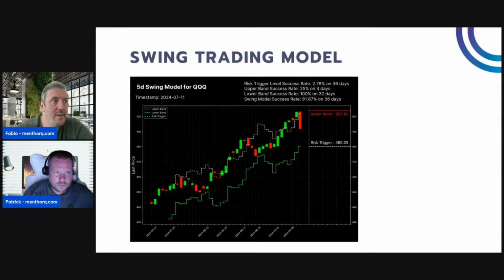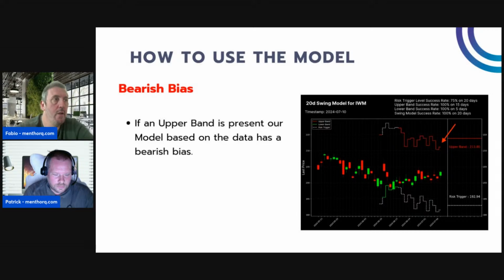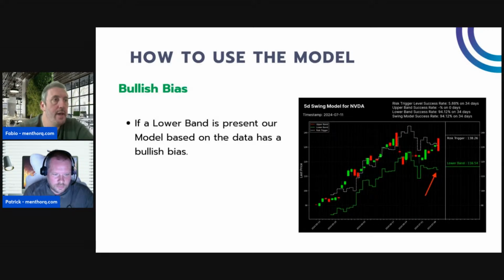Every day, you're going to see 2 levels, either an upper band and a risk trigger, or a lower band and a risk trigger. So the risk trigger is always there. It could be above or below the upper band or the lower band. And the upper band and the lower band will also give you a kind of bullish or bearish bias. So if you see, for example, a red line here, we see a bearish bias. If you see a green line here, so if you see a lower band, then we see a bullish bias.